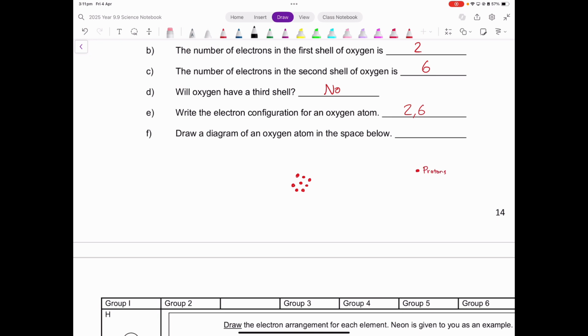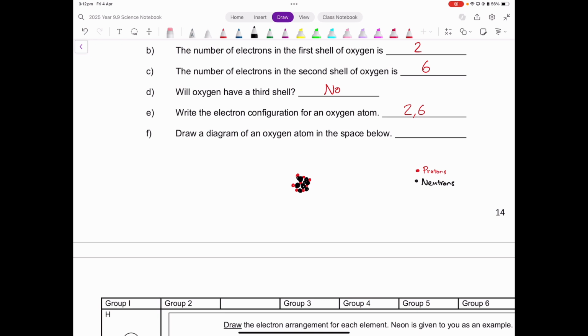Next up, in a different colour, I'm going to go 1, 2, 3, 4, 5, 6, 7, 8. Now, my diagram here isn't amazing. I'm not the best at drawing, but really the protons and the neutrons should be roughly the same size, okay? So these are my neutrons here.